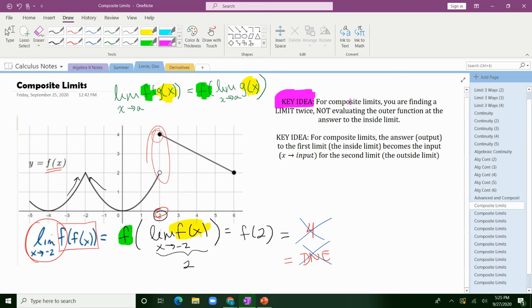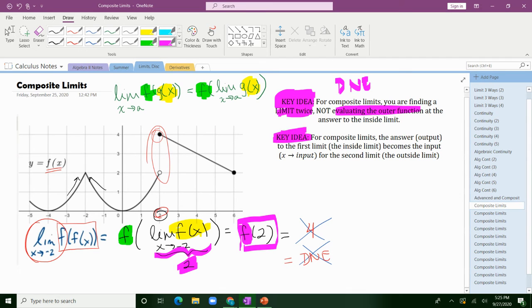When we're doing composite limits of this type where one of the limits does not exist, then what you're doing is you're finding a limit twice. You are not going to evaluate the outer function at the answer to the inside limit, which is exactly what I did do here. I tried evaluating the outer function at whatever the limit was, which was 2. So you can't do that whenever you have a jump discontinuity and one of the functions is not continuous.